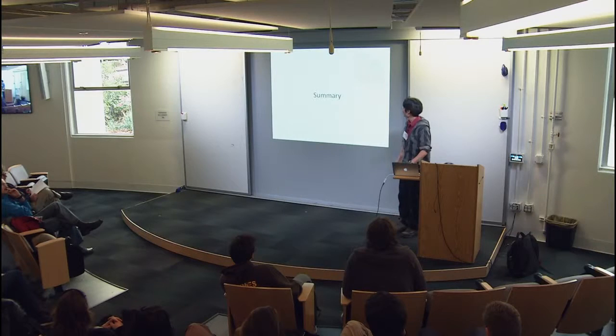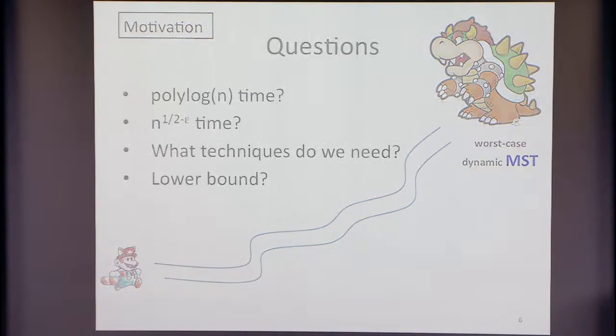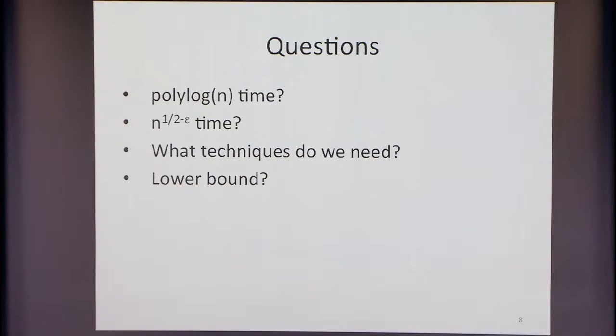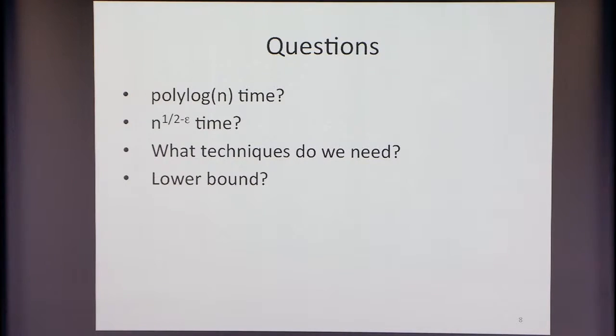So the motivation of the whole work is to work on this problem called worst case dynamic MST, minimum spanning tree. To me, it's a pretty hard problem. I guess people have a few questions about this problem. For example, can you do it in polylogarithmic time? And if you don't understand at this point, don't worry, I'll come back to everything. Can you do it a bit better than root n time? Or what techniques do you need to do this? Or can you prove a lower bound? And I guess the last part is the most relevant part to the workshop.